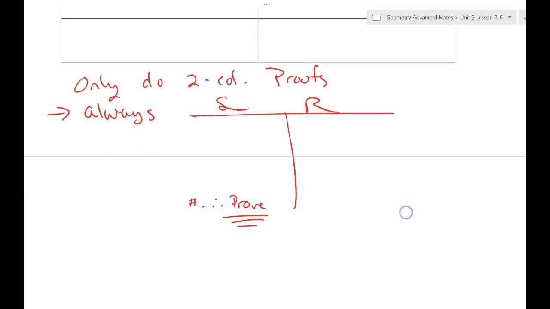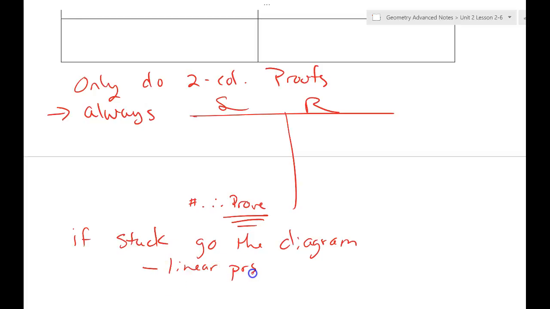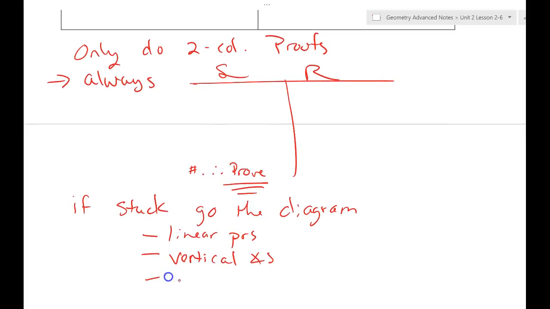Also, think about it. If stuck, go to the diagram. Because here's our things you can get. From diagrams, you can get linear pairs. From diagrams, you can get vertical angles. From diagrams, do I know adjacency? You can assume straight lines. This will give you lots of stuff to do, because remember, if I have a straight line, is that a straight angle so I can get 180 degrees? So if stuck, we always go back, all right?